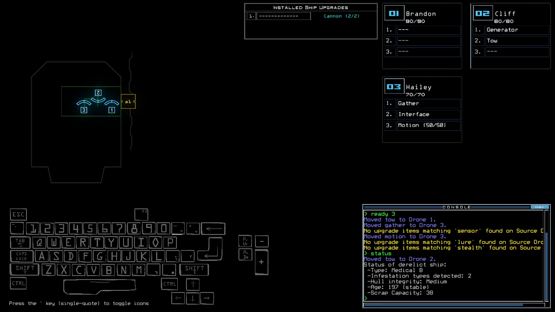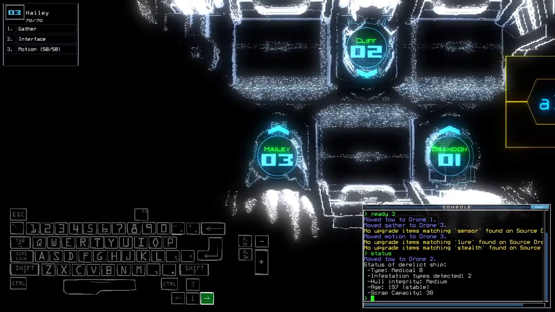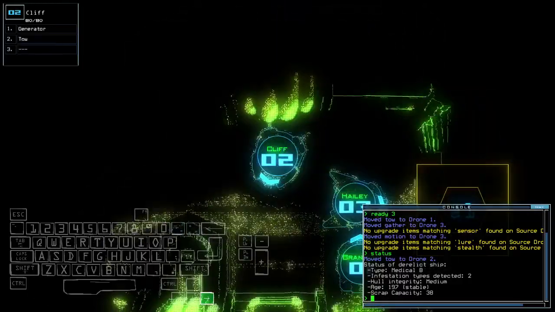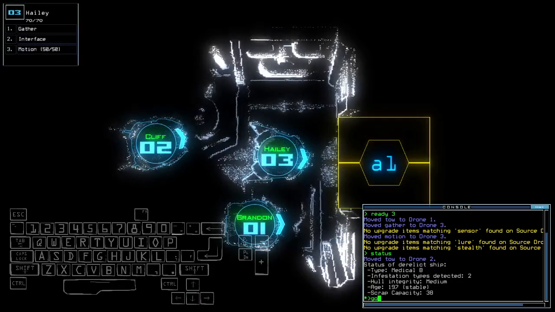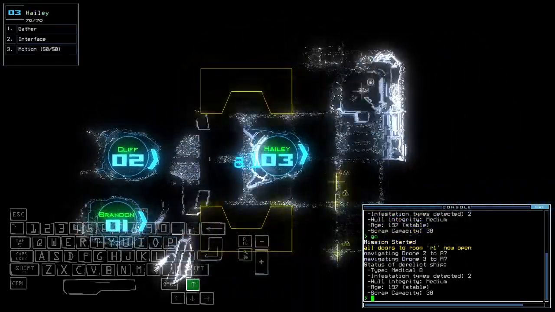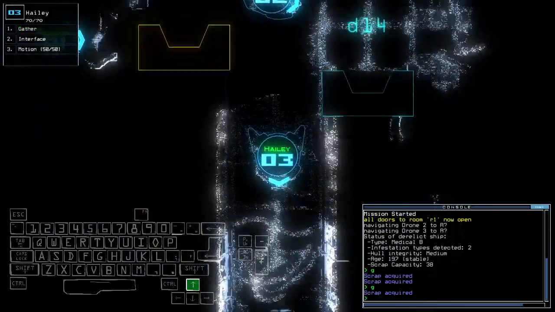We got cannon for today's starship upgrades, getting motion for the scouting upgrade. Also, that's a relatively low 300 HP in total, only 30 points or so above the minimum. Currently a medical beetle with two infestation types, medium full integrity and stable age. Medical B. Three scraps right up the bed.